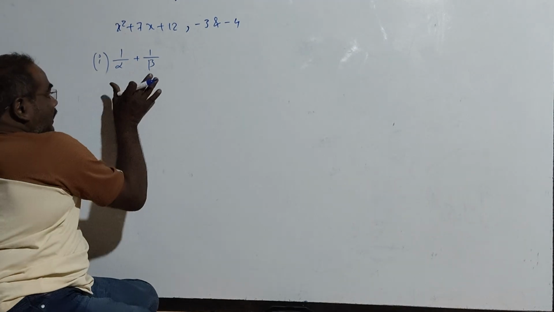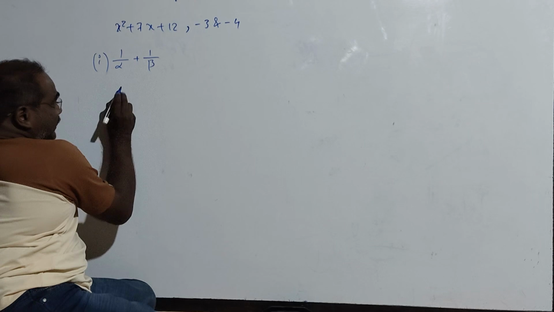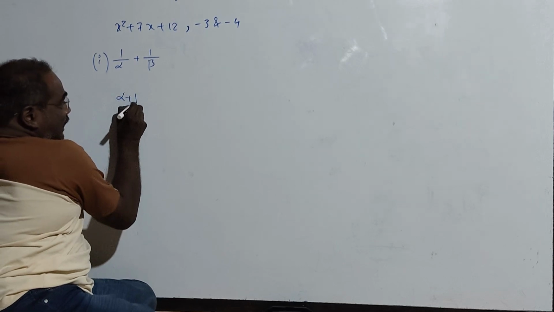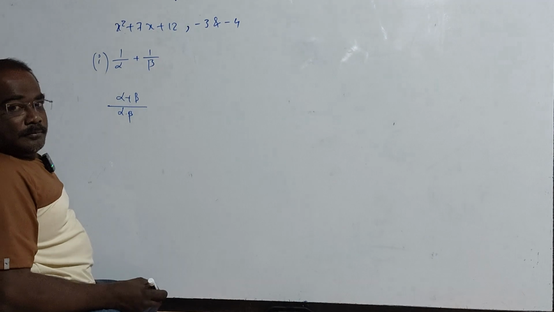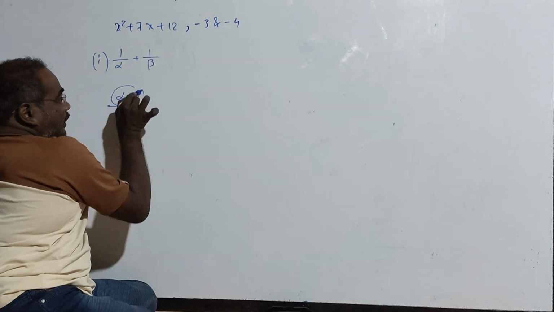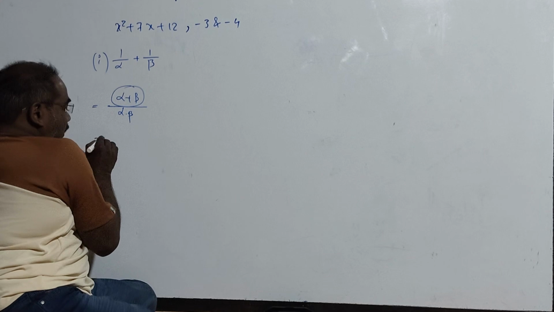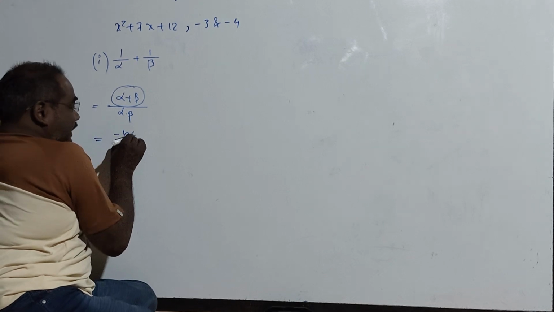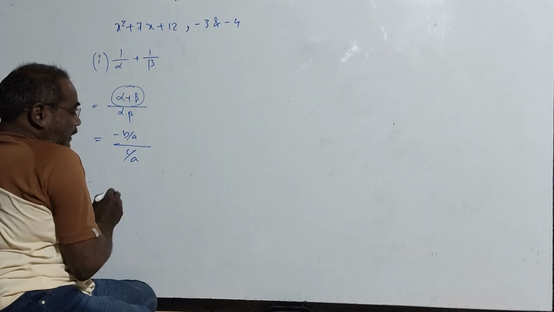See, I will solve this problem first. By making cross multiplication, it will become alpha plus beta divided by alpha into beta. Then we know alpha plus beta. Alpha plus beta is minus b divided by a. Alpha into beta is c divided by a.